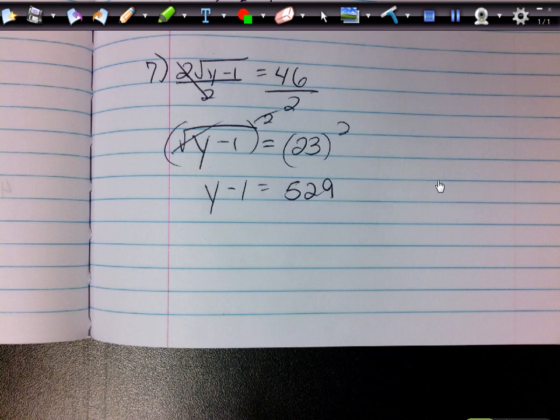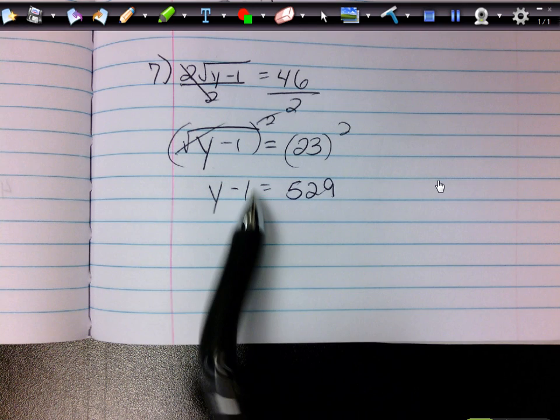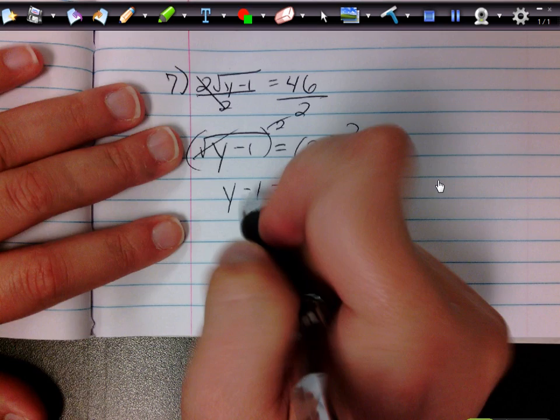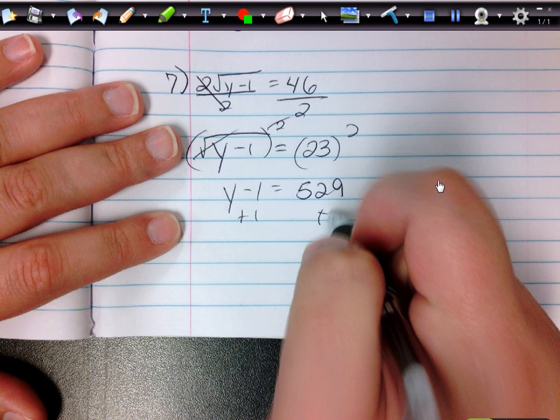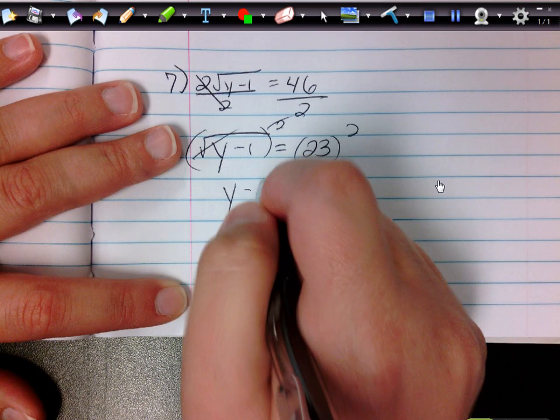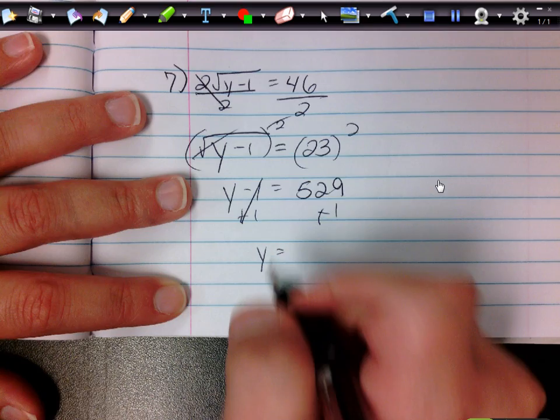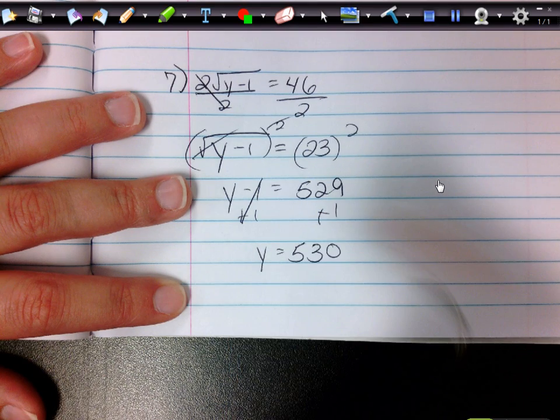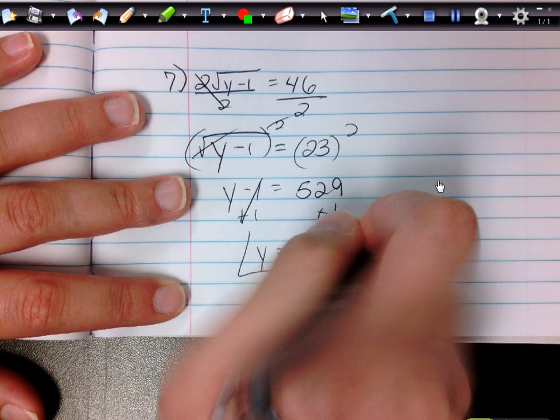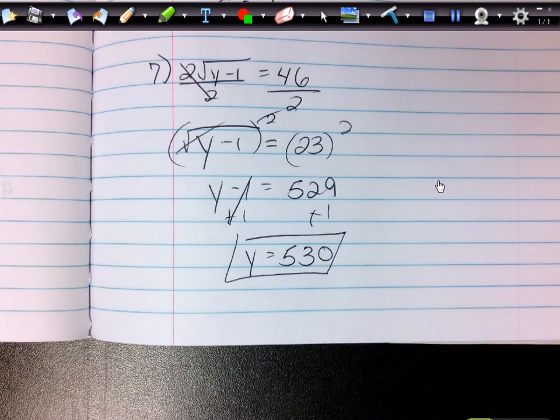Now I have to move this minus 1 that's still here. Since I still have a minus 1, I need to move that, so I'm going to add 1 to both sides. And y equals 529 plus 1 gives me 530. So my answer to this one is 530.